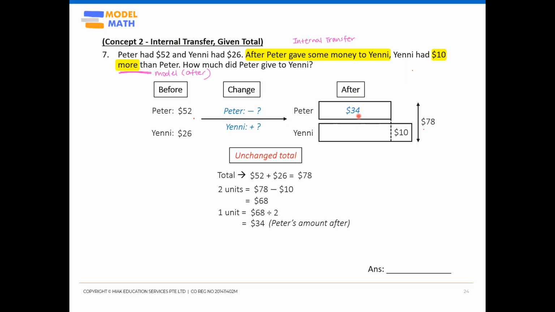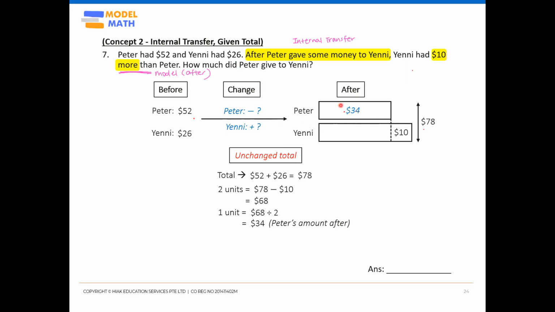Right? Okay, so once you have this $34 recorded down in the model, read back the question: how much did Peter give to Yenni? So Peter giving to Yenni will be the question mark. Now, does it matter if you want to use Peter or Yenni to solve? Doesn't matter because this question mark is the same value. These two are the same values. Okay, so it's really up to you. So of course, I'll choose Peter to work with.